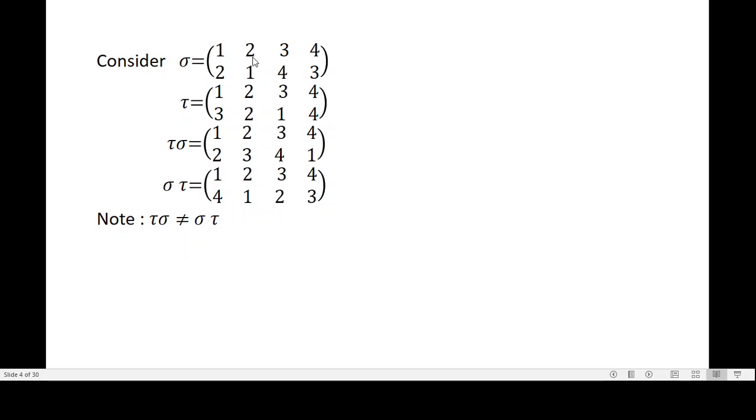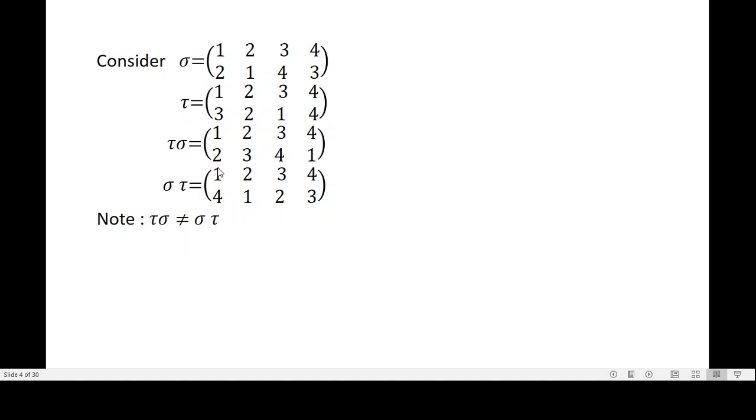Similarly 2 goes to 1, 1 goes to 3. Therefore 2 goes to 3. 3 goes to 4. Image of 3 is 4, image of 4 is 4, therefore image of 3 is 4. Image of 4 is 3, image of 3 is 4 under tau, therefore image of 4 is equal to 1.